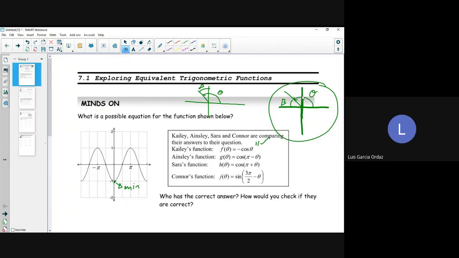Sarah's function works, right? Wait, no. I mean, the one above it, Ainsley's function. Yeah, Ainsley's function. So why would Ainsley's function also work? I was confused because I thought that the pi was the x one, but the theta is the x one, so it's technically theta plus pi. Technically, if you switch the theta.